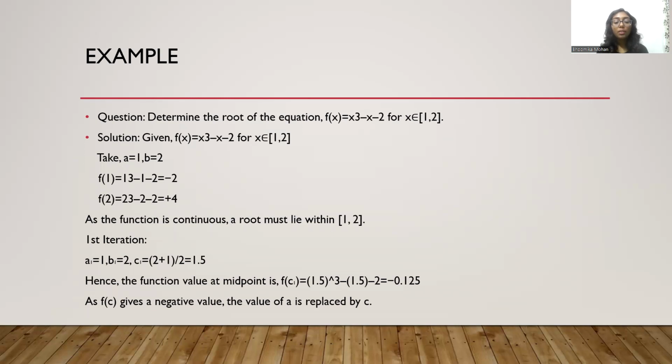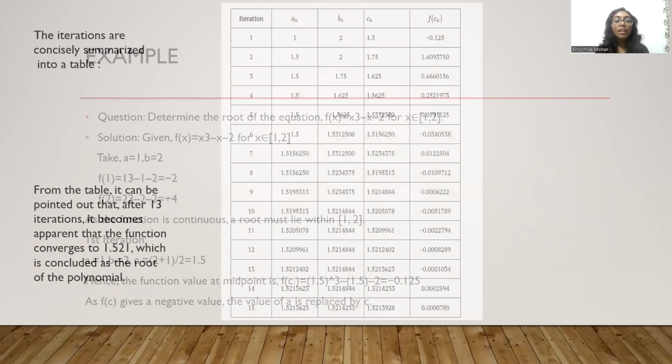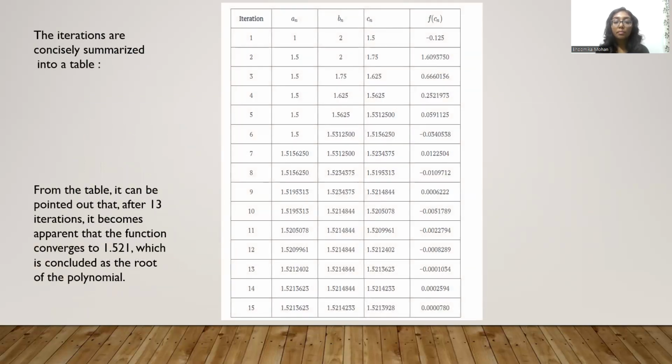First iteration, a1 equal to 1, b1 equal to 2, c1 equals 2 plus 1 by 2 equals 1.5. Hence, the function value at midpoint is f of c1 equals 1.5 cube minus 1.5 minus 2 equals minus 0.125. As f of c gives a negative value, the value of a is replaced by c. The iterations are concisely summarized into a table. First iteration, an is taken as 1, bn is taken as 2, cn is taken as 1.5 and f of cn is given by minus 0.125.